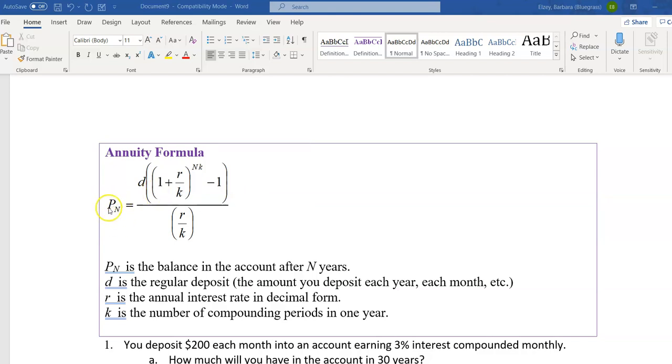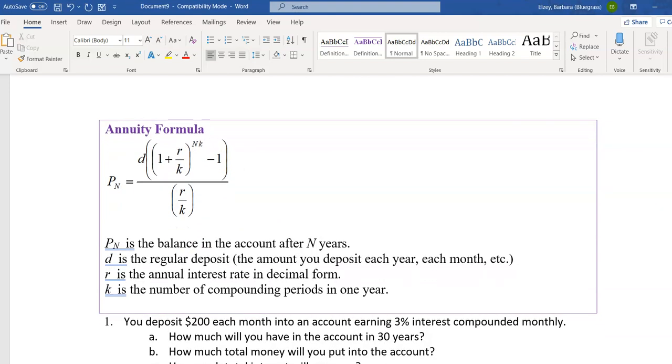But let's notice that P sub n is our future value. It's the balance that we're going to have in the account after we save up for whatever number of years we plan to save up for. And D here is the regular deposit that we're going to put in every year, every month, every week, depending on how often we decide to do this. And it's going to be regular. And then R is our interest rate, as it always is, in decimal form. And K is the number of times we are compounding. All right, so let's do an example, and we'll plug into this huge formula.